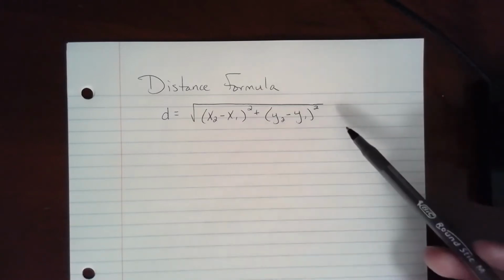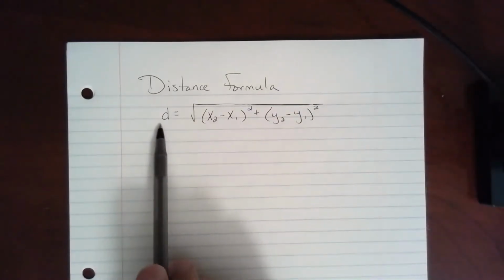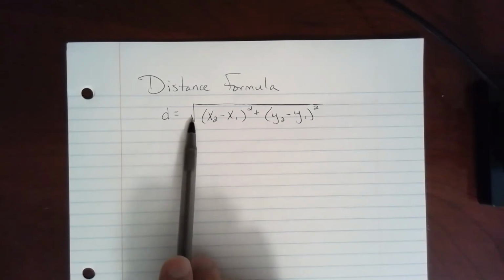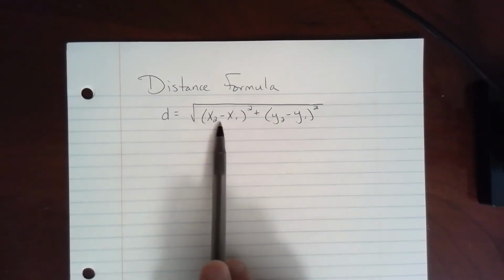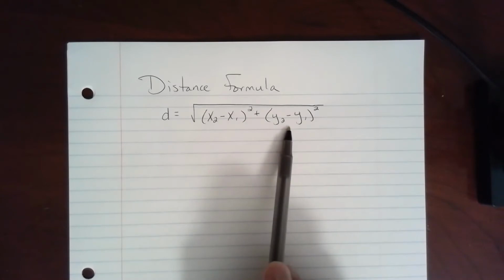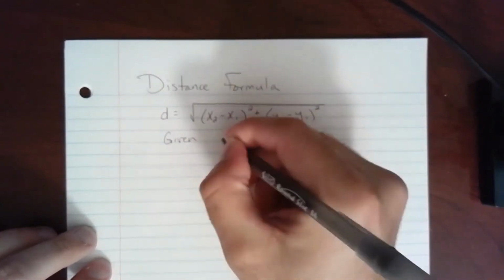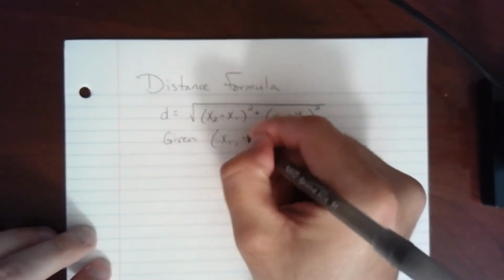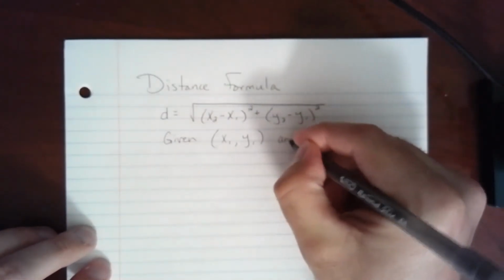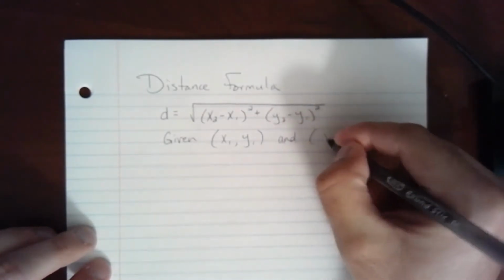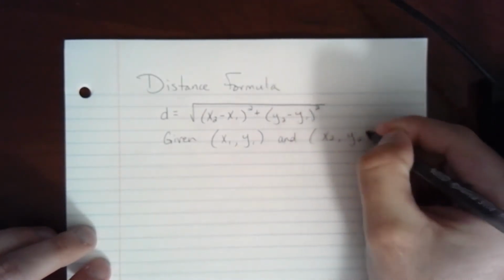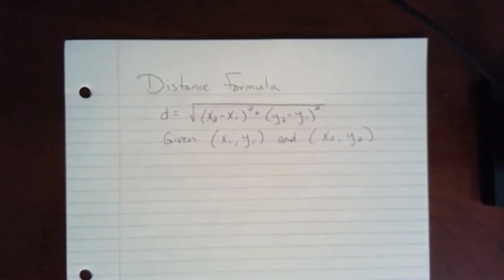The idea of the distance formula is to find your distance, you take the square root of whatever this weird x2 minus x1 squared is, plus this y2 minus y1 squared. Now the assumption here is this is if you're given 2 points, x1, y1, and x2, y2. The idea is that there's a point 1 and a point 2.